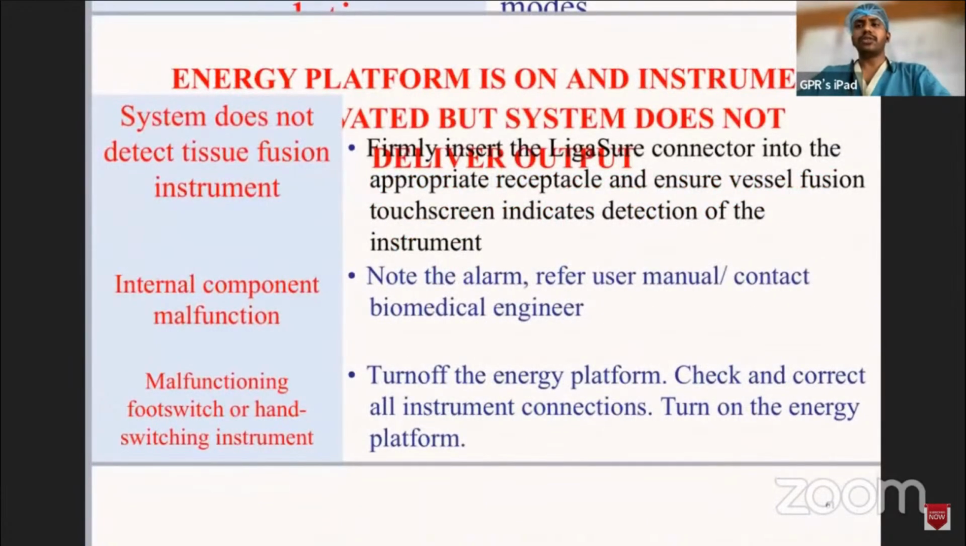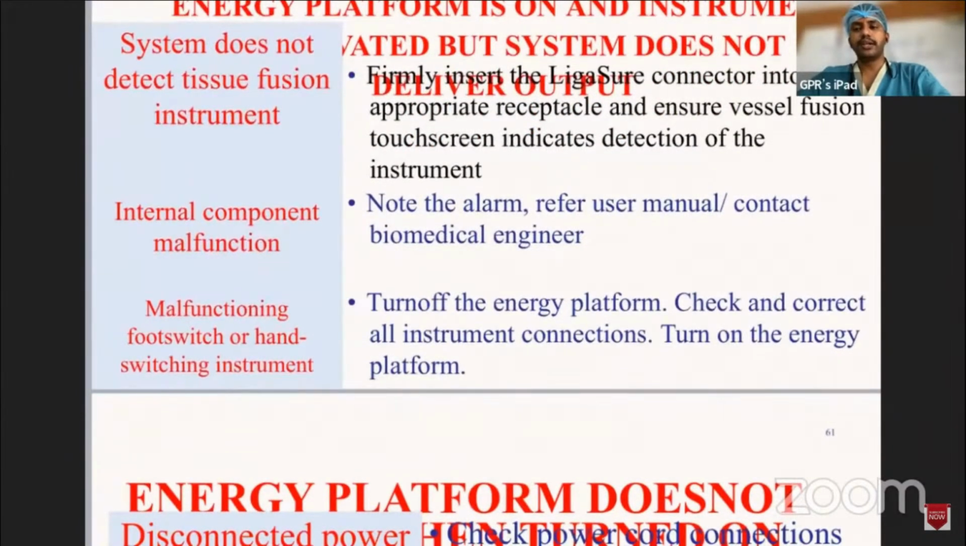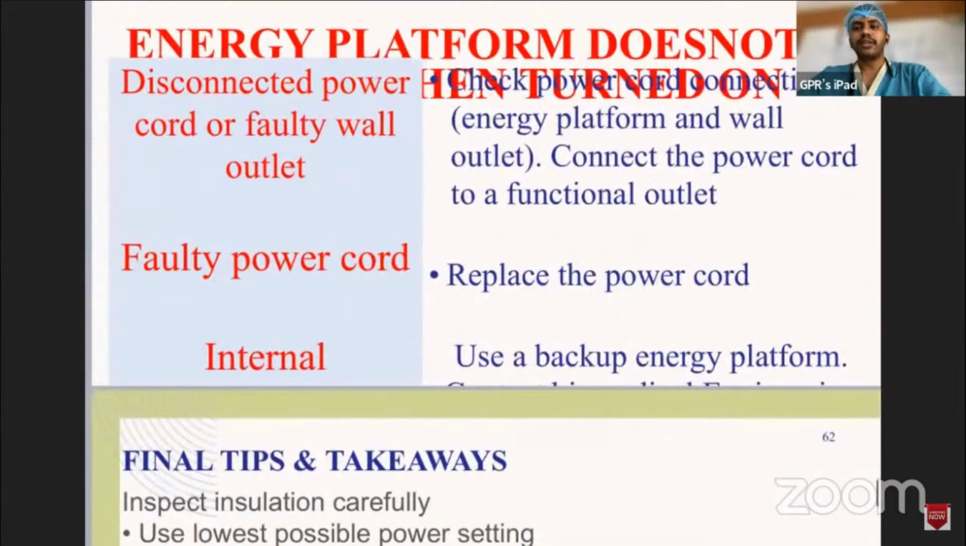If the energy platform is on the instrument and it is not getting delivered, please check the instrument for any failure. Please look for any internal component malfunction, and if needed, ask the biomedical engineer to service the instrument. Sometimes a thermal injury can happen from a faulty power cord. In such a scenario, please replace the cords.